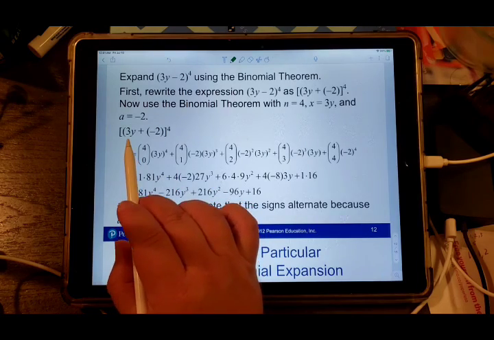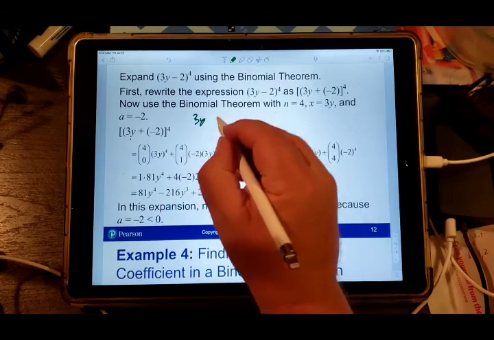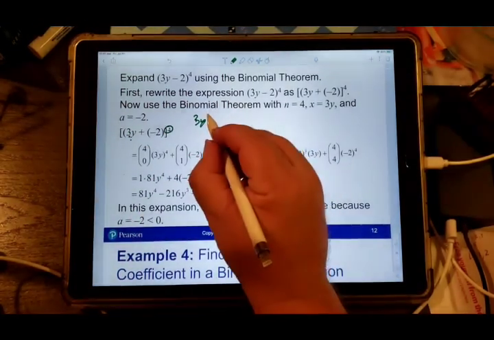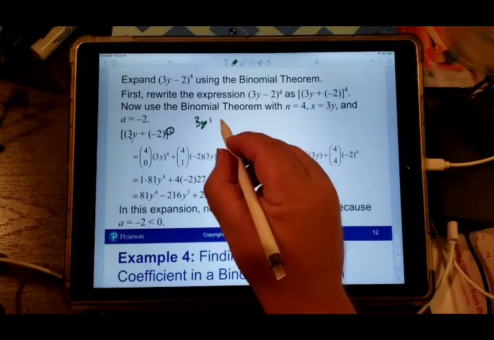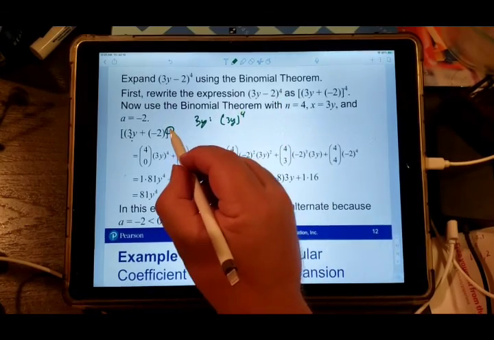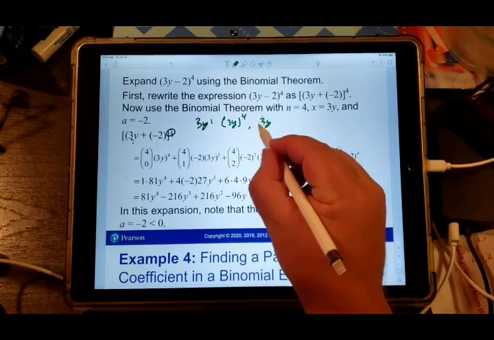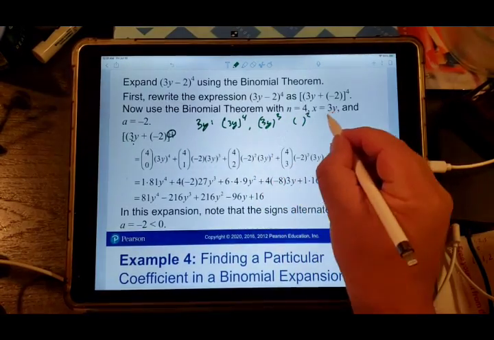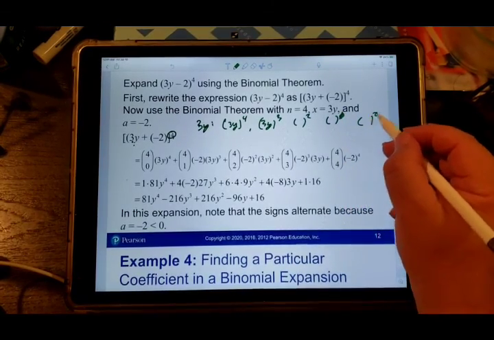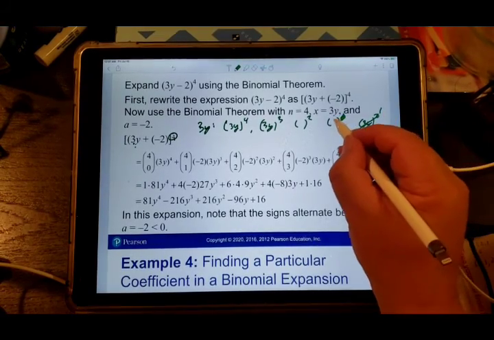All right. So the first term on this one is 3y, and that's going to undergo its own pattern. Of course, 3y to the fourth, because it starts off at the fourth power. The next term is going to have 3y cubed, squared, 1, and 0. Of course, 3y to the 0 is 1, so it's going to be invisible.